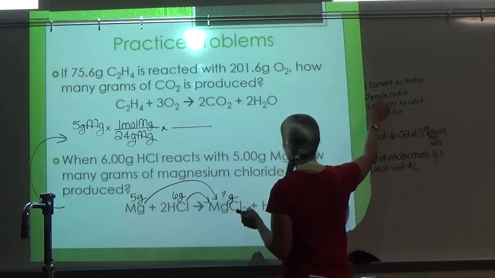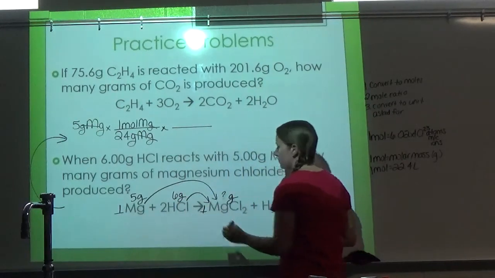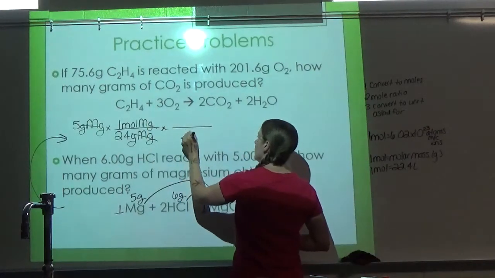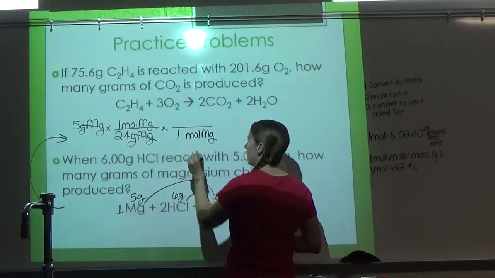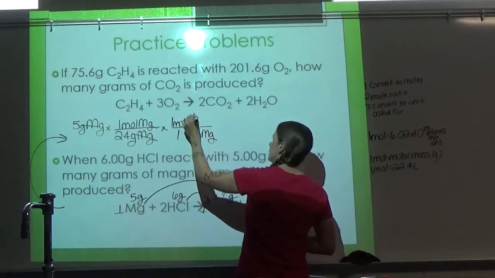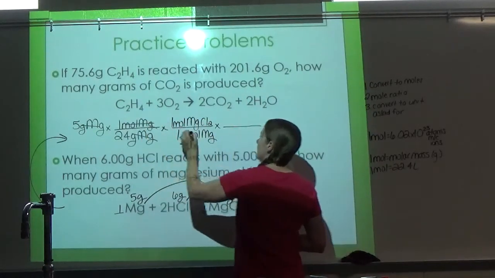Next step, mole ratio. So 1 mole of magnesium equals 1 mole of my product. So I follow my golden rule. Mole of magnesium goes on bottom. How many? Well, look at the coefficient, it's 1. Equals what? 1 mole of my product, which is MgCl2. So moles of magnesium cancel.